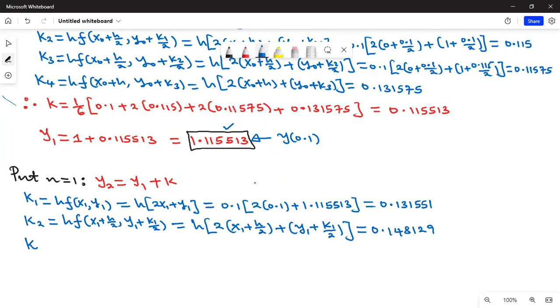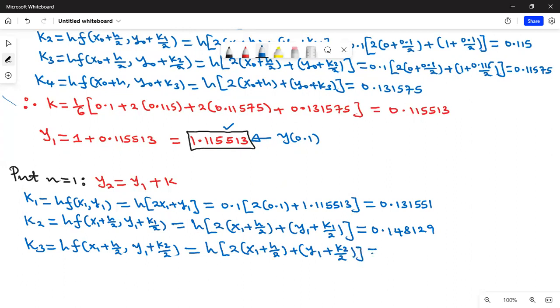Let's find k3. From the definition, it is h f of x1 plus h over 2, comma, y1 plus k2 over 2. And so, based on the definition of f of xy, this will give us h twice of x1 plus h over 2 plus y1 plus k2 over 2. When you substitute those values and place in your calculator, you need to get k3 is equal to 0.148958.